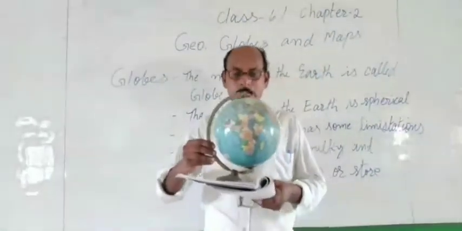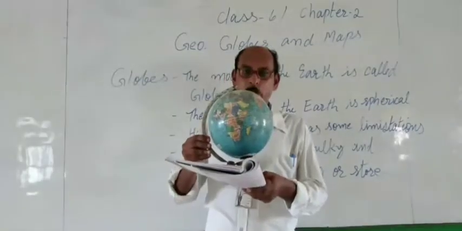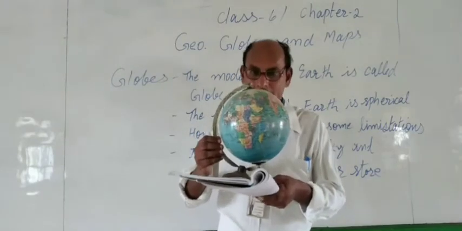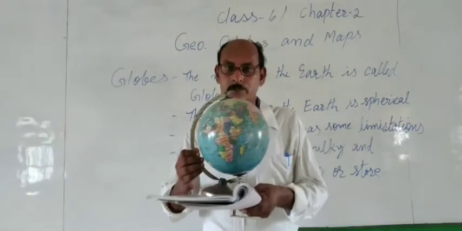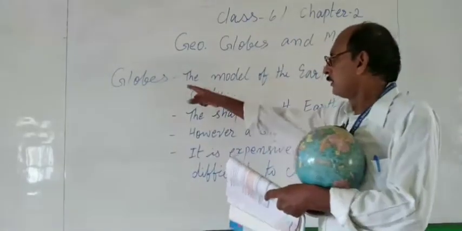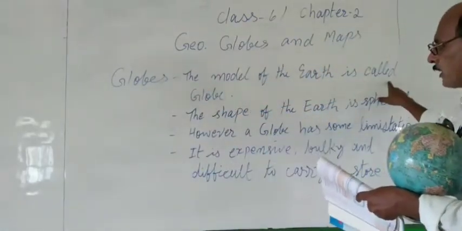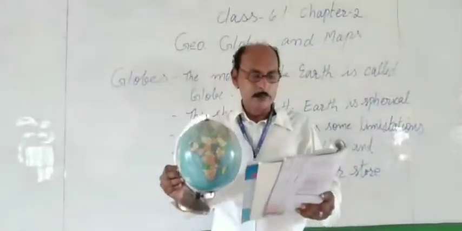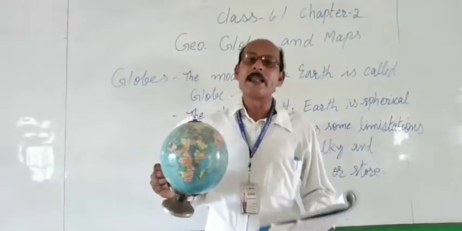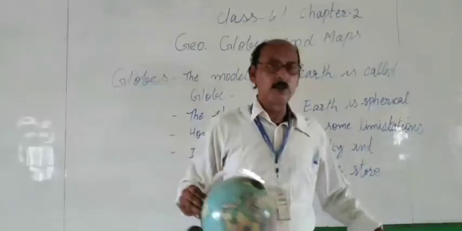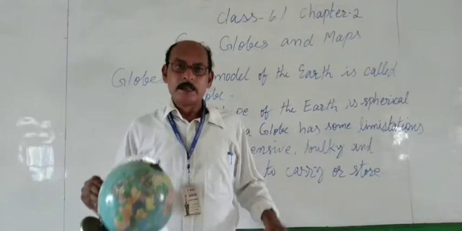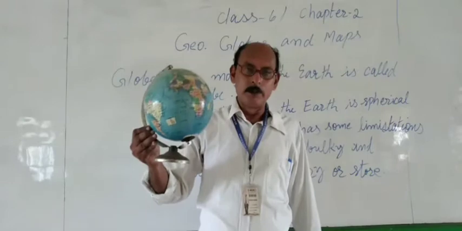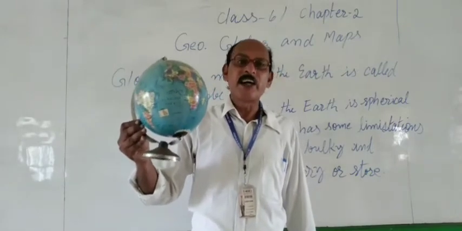I hope that you can see this model of the Earth. This is the model of the Earth and it is called a globe. Written here, globe. The shape of the Earth is spherical. The Earth on which we are living is just like this globe and it is spherical.